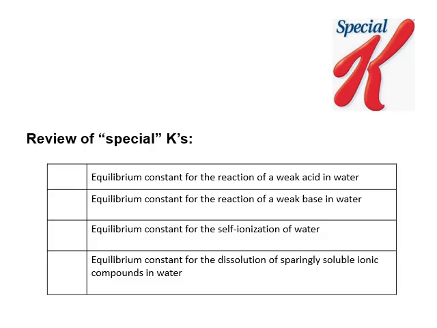I think now is a good time to review the different K expressions that we've seen so far. I call these the special Ks. We've already seen that we have a definition for something called Ka. That's the equilibrium constant for the reaction of a weak acid in water. Kb is the equilibrium constant for the reaction of a weak base in water. Kw is the equilibrium constant for the very specific reaction of the self-ionization of water. And now we have a new one, Ksp, which is the equilibrium constant for the dissolution of a sparingly soluble ionic compound in water.